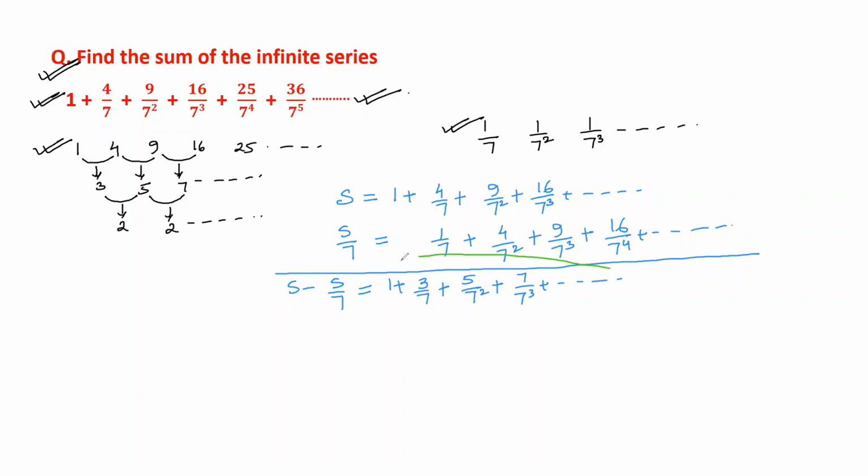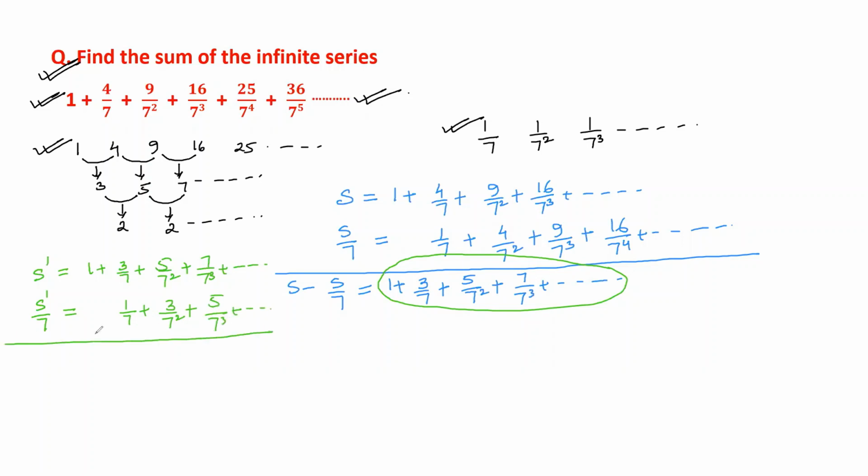Now, to find the sum for this series, we'll be applying the same approach as this series is an AGP series. So if we consider the sum for this series to be S dash, in that case, this would be S dash equal to 1 plus 3 by 7 plus 5 by 7 square plus 7 by 7 cube and so on. And here, the common ratio is 1 by 7 again. So let us multiply 1 by 7 to both sides. So this would be S dash by 7 and this would be equal to 1 by 7 plus 3 by 7 square plus 5 by 7 cube and so on.